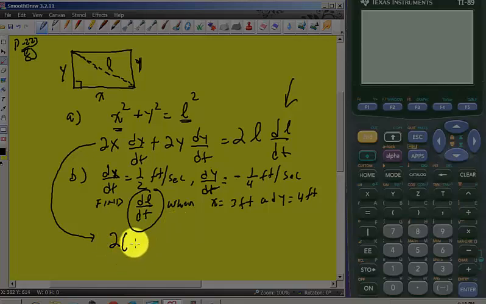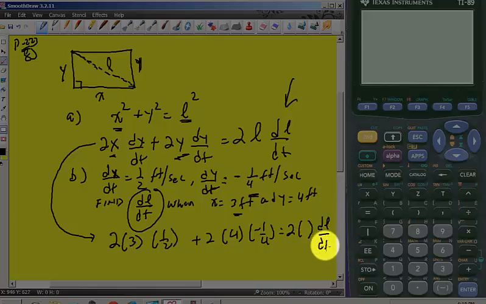So 2 times x, which is given to us as 3. You don't have to put the feet in right now. You can put in the feet and the seconds later. If you don't put in feet and seconds, you're in trouble. So that's x, and then dx/dt, which happens to be 1/2. And then I have a plus 2 times y, and that is 4, times dy/dt, which is negative 1/4, is equal to 2 times L, dL/dt.